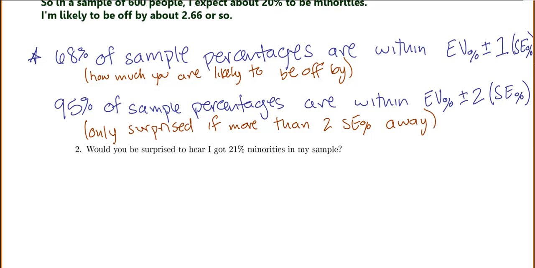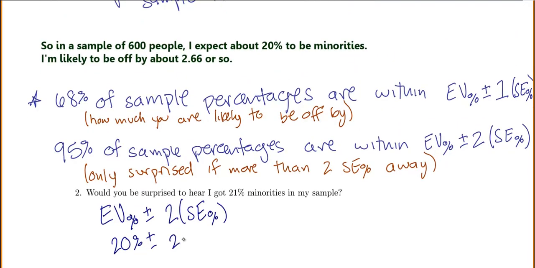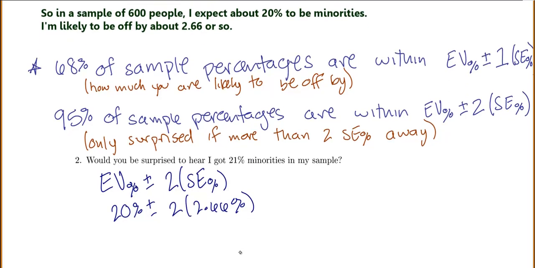So number 2, would you be surprised to hear that I got 21% of minorities within my sample? So let's actually check and see what this would be. So the expected value of your percentage plus or minus 2 times the standard error of the percentage. So our expected value was 20% plus or minus, and my standard error was 2.66. So 2 times 2.66%. Let's see what this would give me. So 20 minus 2 times 2.66.